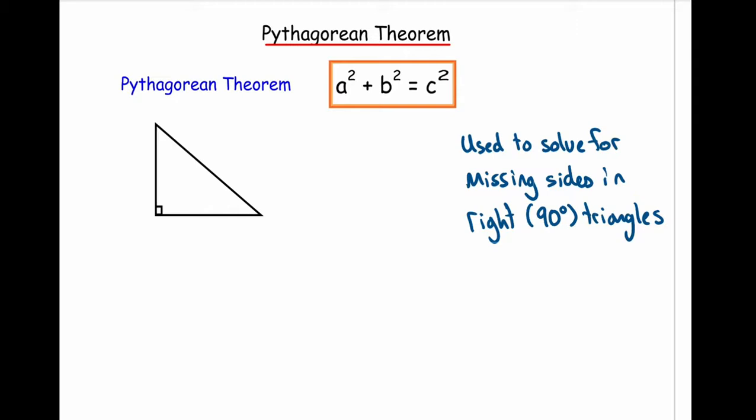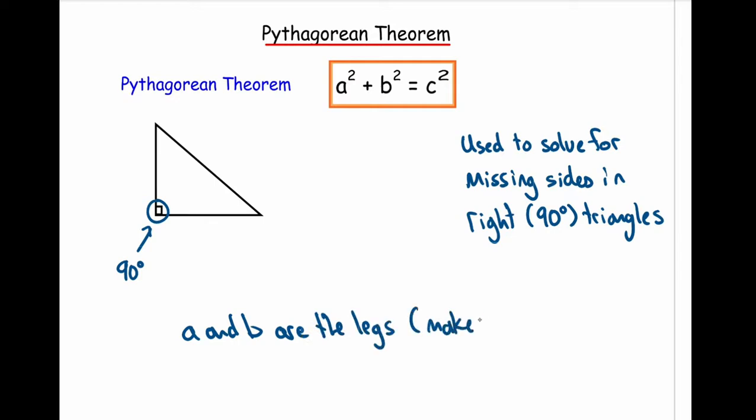This only works in right triangles, so you do have to look and find this 90-degree angle, or we see that little square in the corner. And that formula is a squared plus b squared equals c squared. And what these variables represent, a and b are the legs of your triangle. And you could say they make the 90-degree angle.